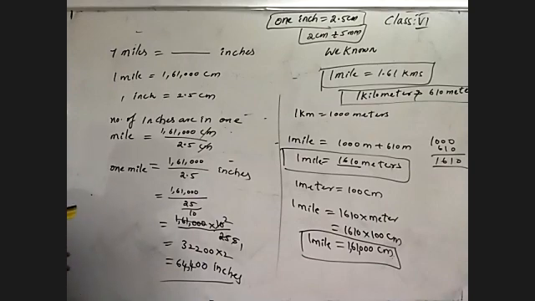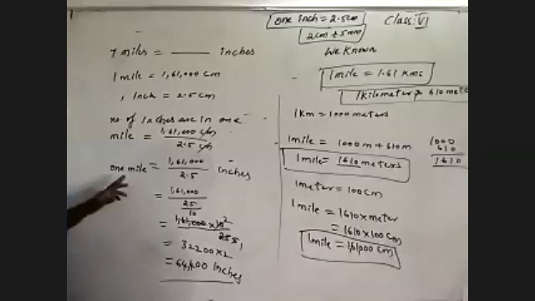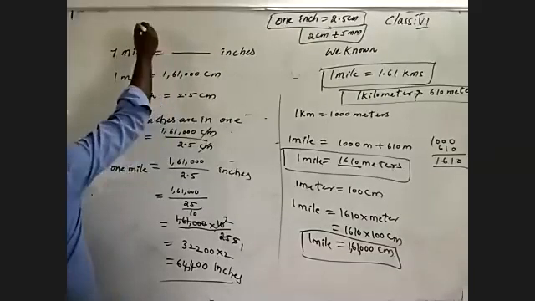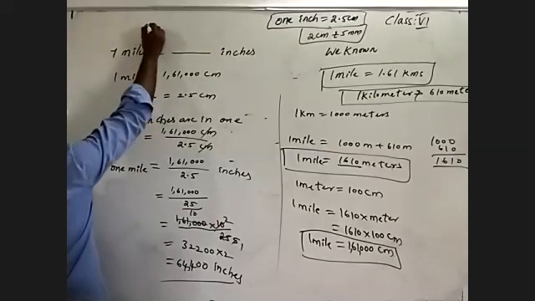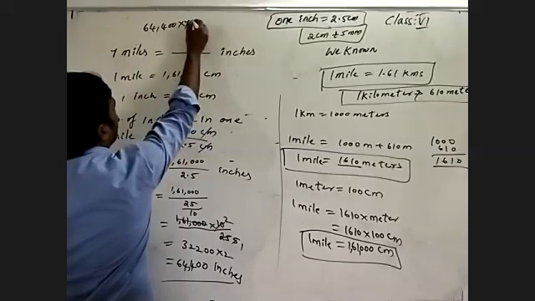How many inches are there? 64,400 inches in 1 mile. In only 1 mile, 64,400. Then in 7 miles, how many inches are there? For 1 mile, you can multiply with 7. So 64,400 into 7 is equal to what you get?